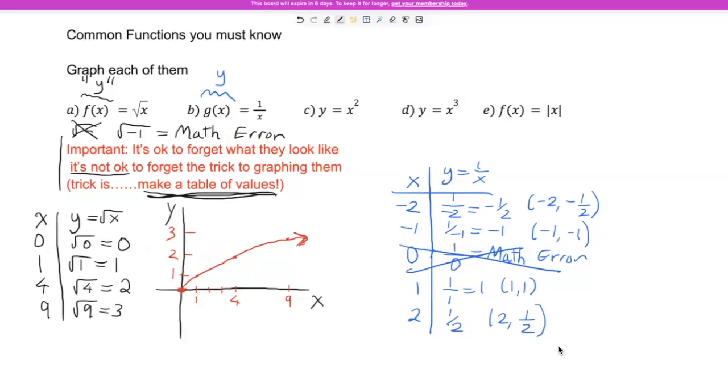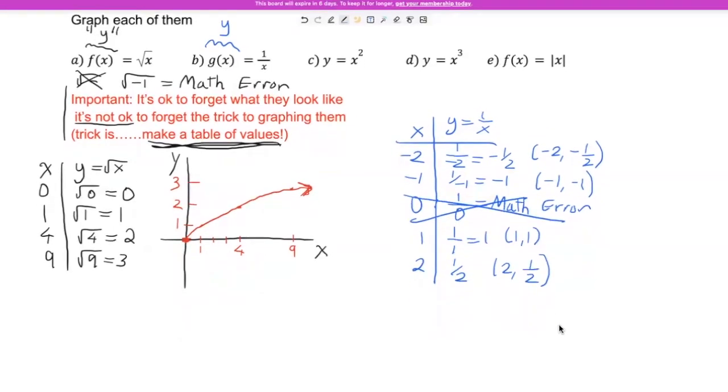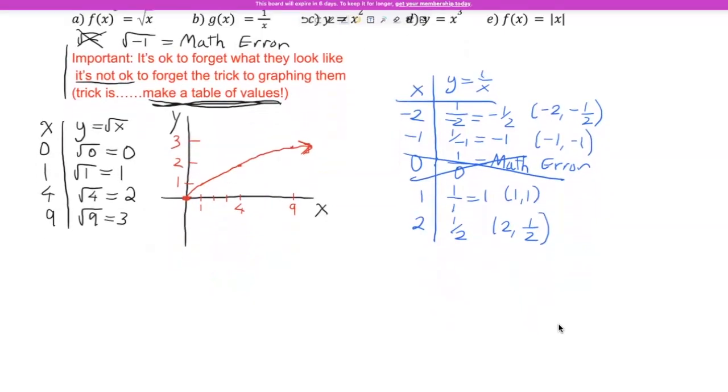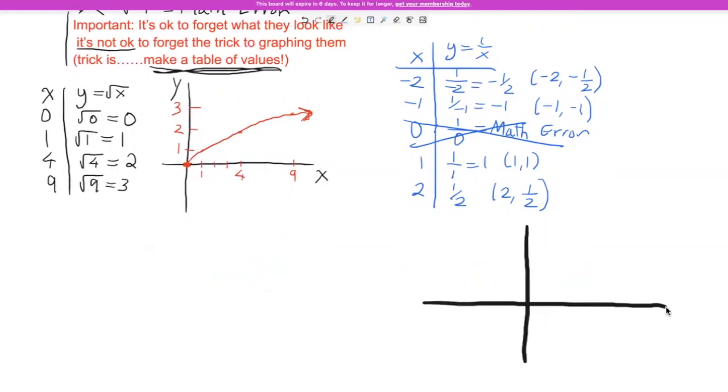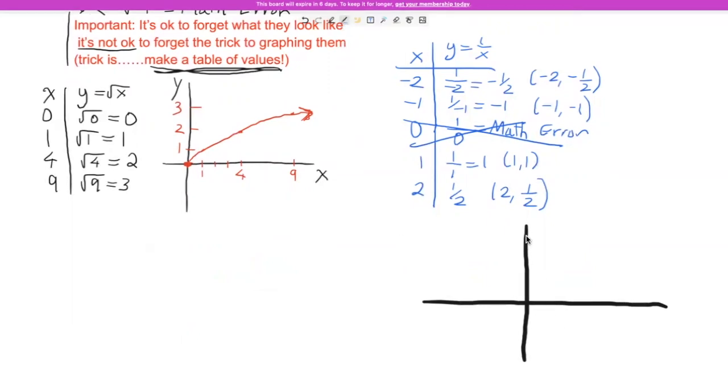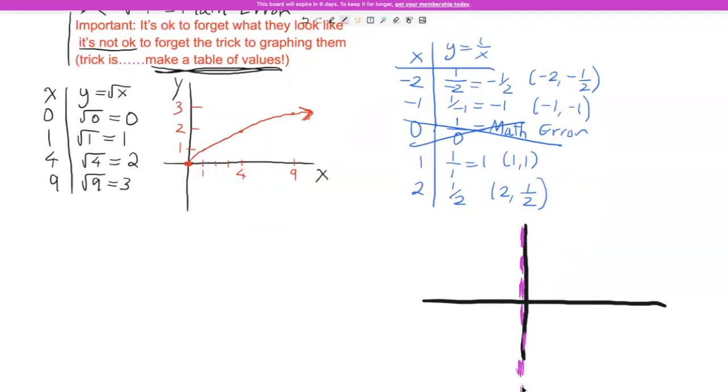Now, you might wonder as to what happened when we went with x equals 0. Why were we not able to get an answer? And what does this mean for your graph? On a graph, if you can't plug in 0 because it makes your denominator 0, you're going to have what we call a vertical asymptote. The y-axis is also the line that we call x equals 0. So it's a vertical dotted line that your graph cannot cross.